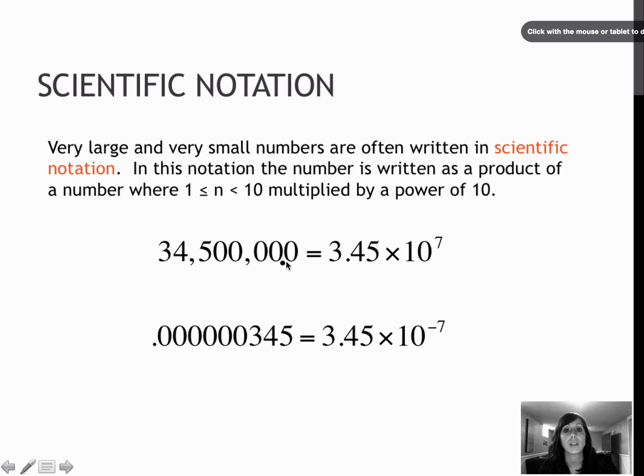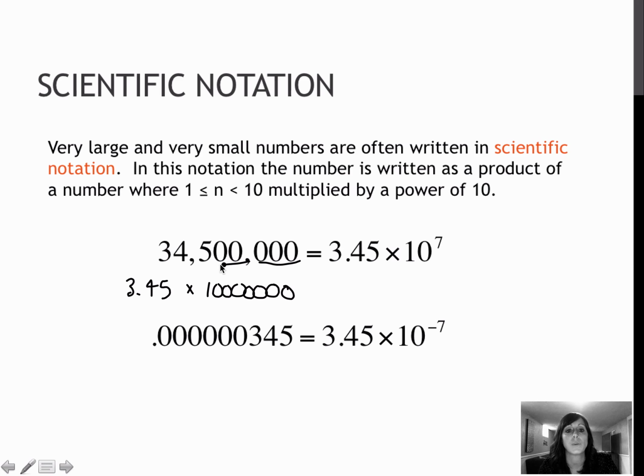34,500,000, this is a very large number that would be cumbersome to do any calculations with. So instead, we think about writing this as 3.45, which is a much smaller and easier number to deal with, times essentially a 1 with 7 zeros after it, because I have 1, 2, 3, 4, 5, 6, 7 places that I moved.